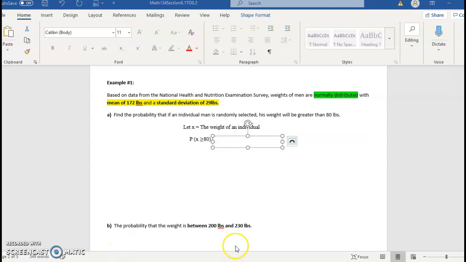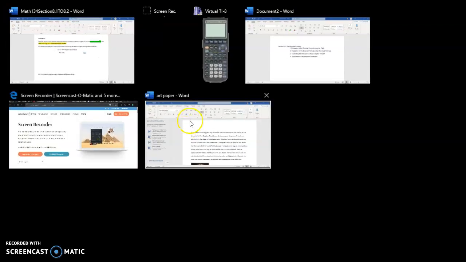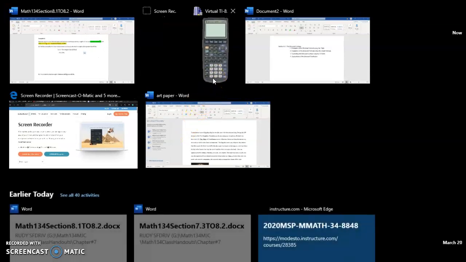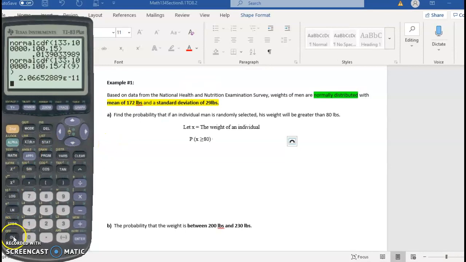Now, let me give you the code for this one. As we evaluate this probability, you're looking at the normal distribution, in this case normal CDF. They're asking for a value greater than 80 pounds, so your lower bound is going to be 80, comma, a very large value. And then don't forget about the values of mu and sigma: 172, and the standard deviation is 29.